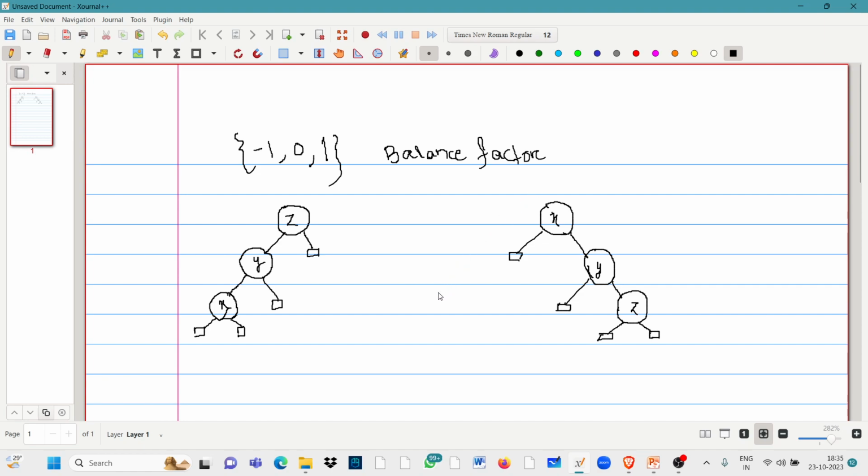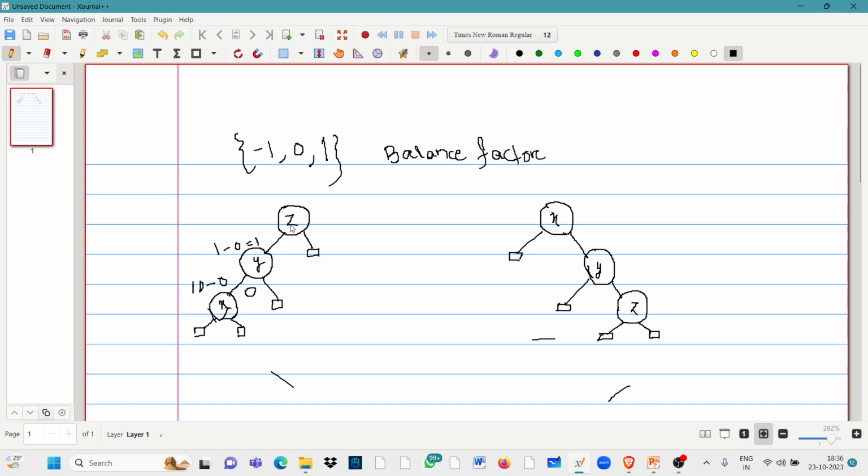Okay, so if you want I can show you a demonstration also. Yeah, that will be suitable for you. So we see it here. Yeah, so here you can see it is happening here. Left hand height is equal to 0 and right hand height is equal to 0. So 0 minus 0 it is 0, right. Here at Y it is 1 and here it is 0 because there is no leaf here, that is 1 minus 0, here it is 1.